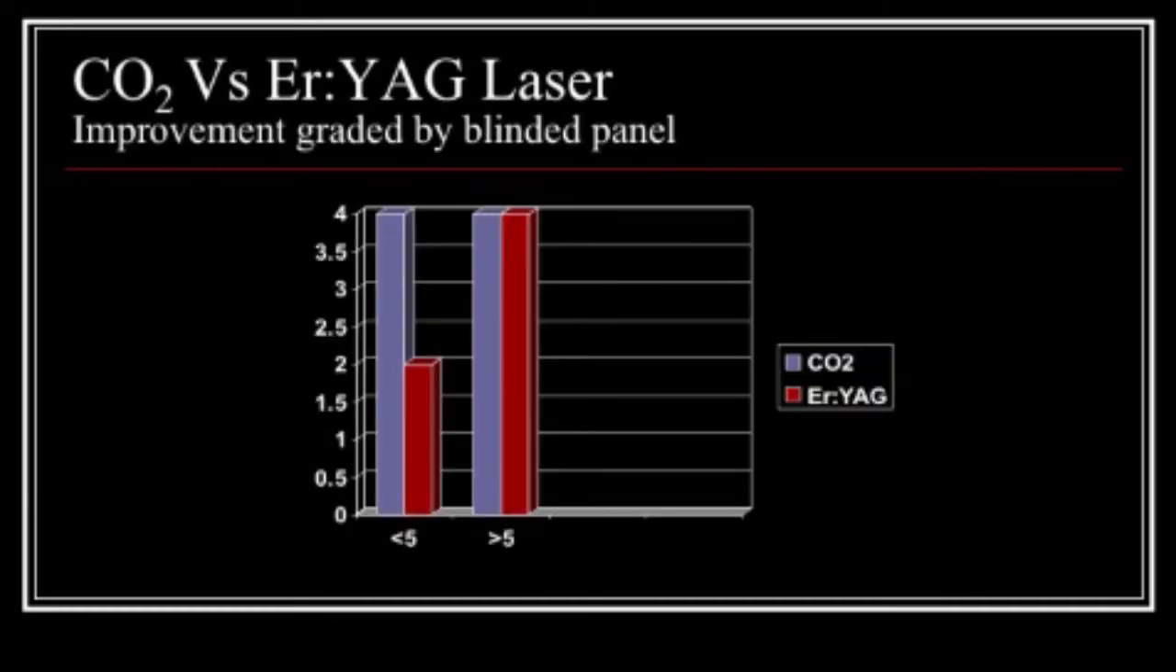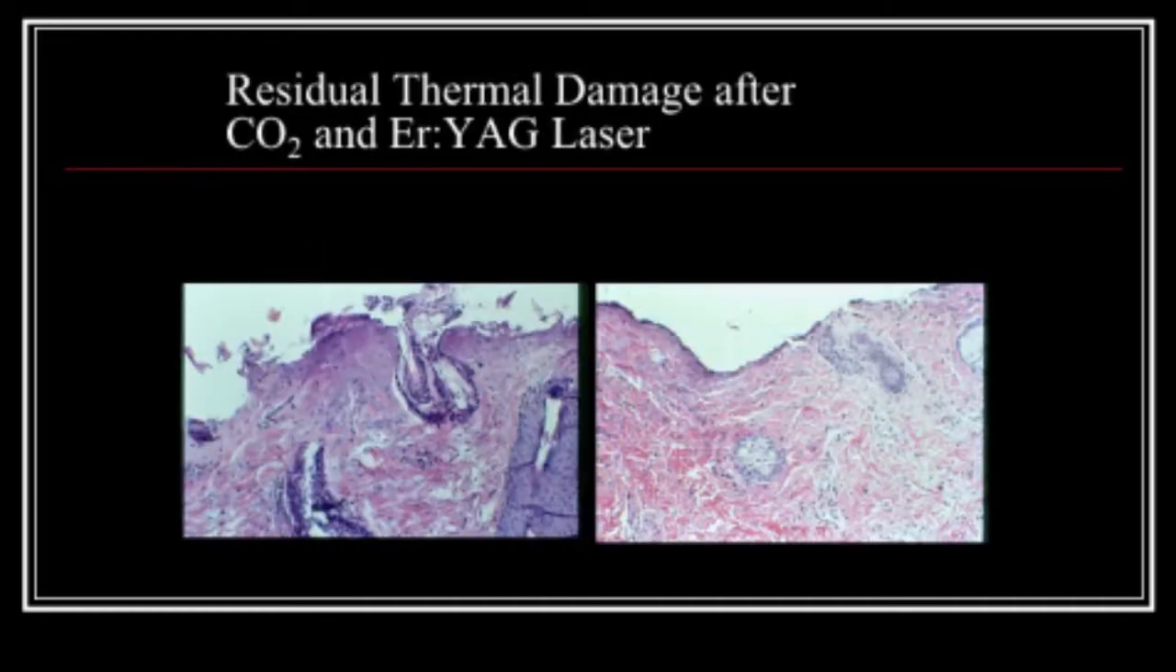This is just to show the same information. This is where the residual thermal damage is, after 3 passes of CO2, 5 passes of erbium. You can see there's only a thin rim of this coagulated tissue, which is maybe about 20 microns. And this is over 200 microns, you can see right from there to there.